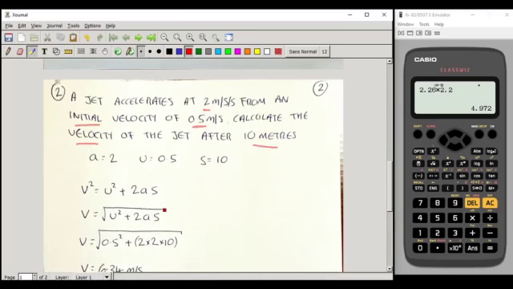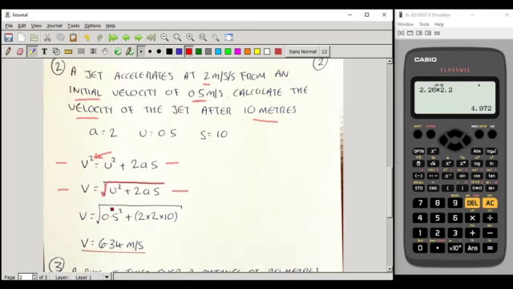So in this one, we have got a value for U. So V squared equals U squared plus 2 times A times S. What I've done there is I've just put the square root around it, so I've got rid of this. So now all we've got to do is put the numbers in. We know what U is. U is 0.5. Don't forget the squared, plus 2 times A, which is 2, times S, which is the distance, 10.